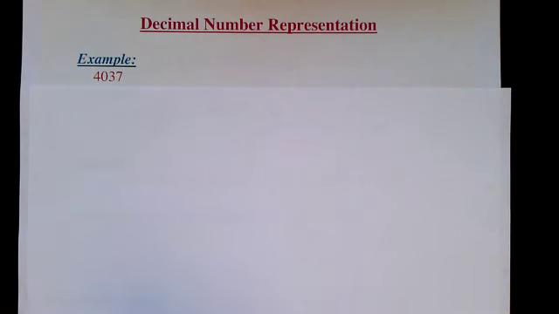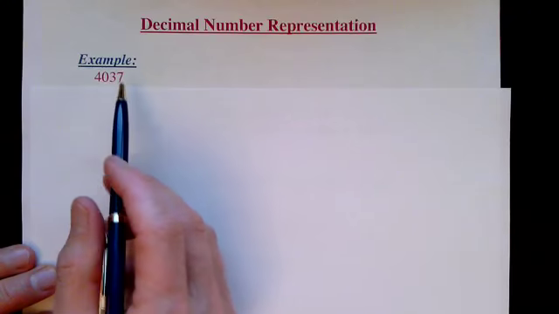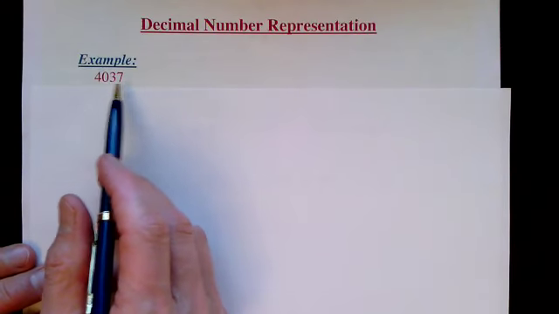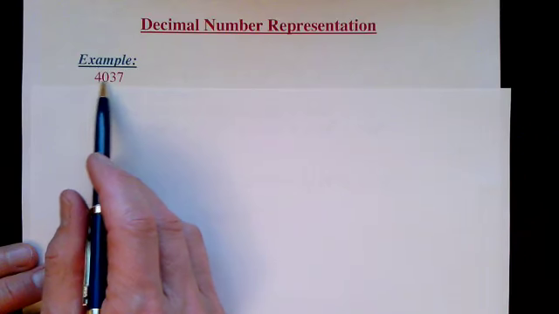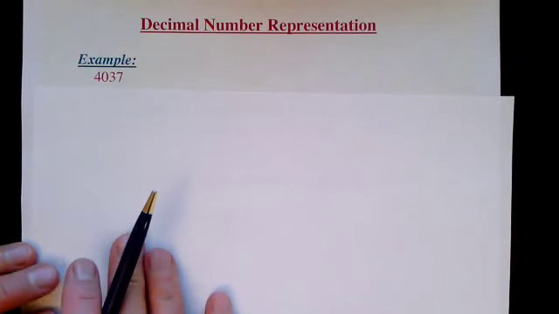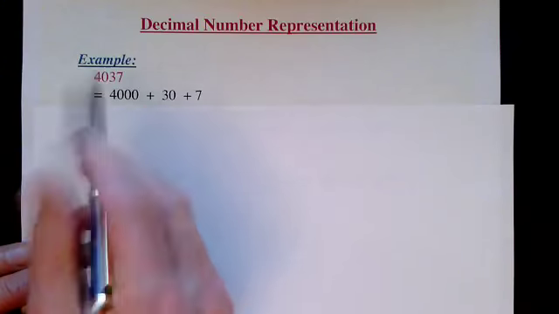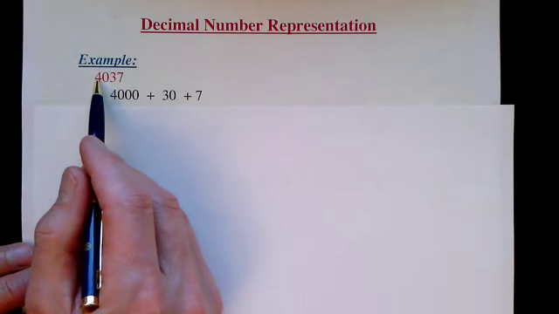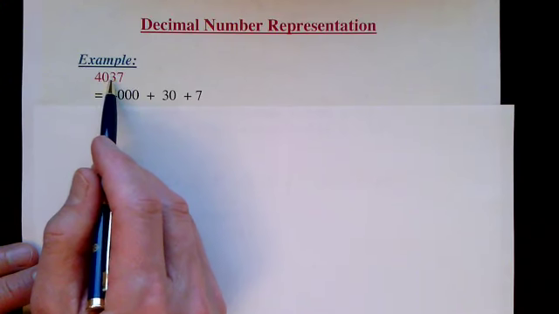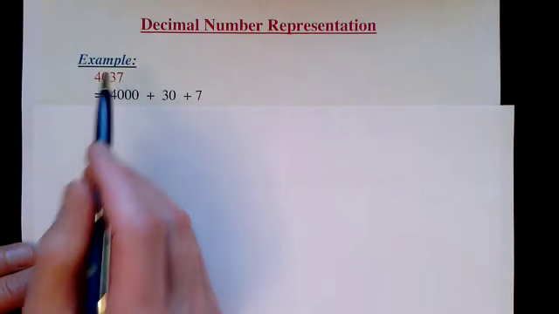Now let's go back to number representation in decimal. This is stuff that you learned in grade school. Here's a number, 4,037. Remember that this is really composed of 4 thousands, 0 hundreds, 3 tens, and 7 ones.